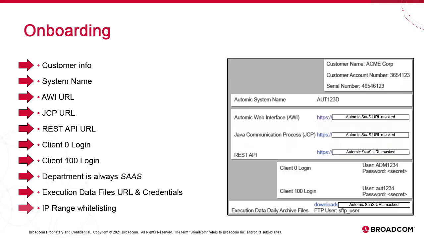One important step must be completed before onboarding can begin. Customers must submit their IP address range information via Broadcom support tickets. This will ensure that the customer's network can be whitelisted for secure access to the environments.